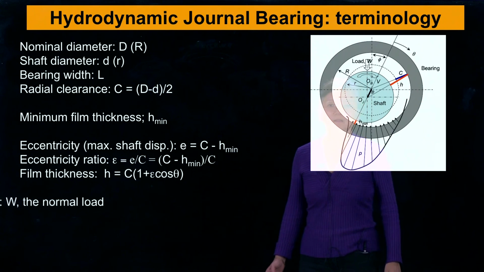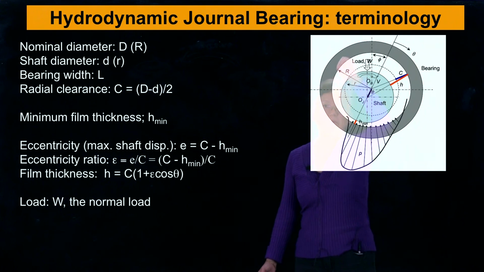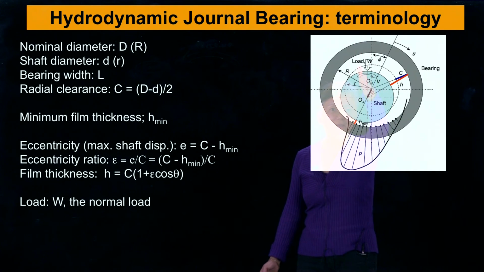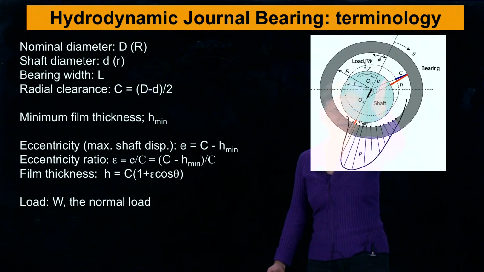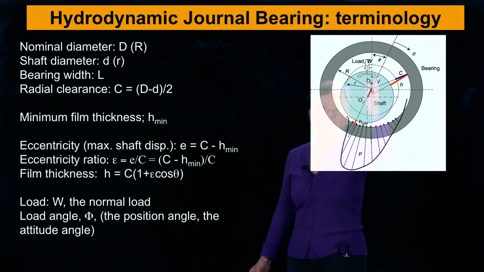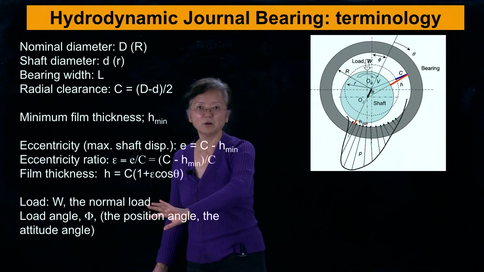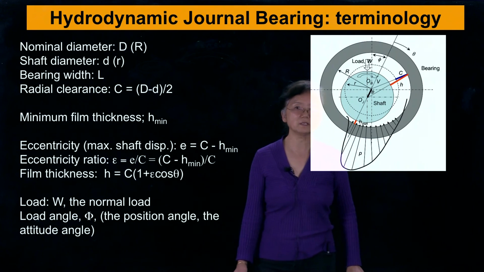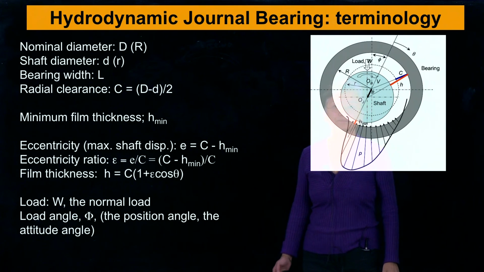Load, as I mentioned over here, is W, vertically applied. There is an angle between the load and the center line, and this angle is defined as phi, which is the load angle, or sometimes people call it the position angle or the attitude angle. They're basically the same thing.